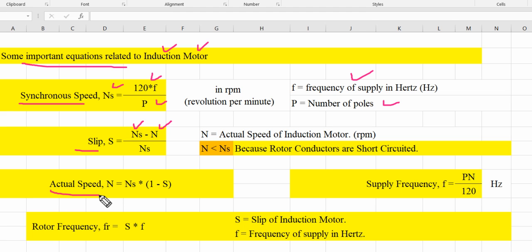Ns is the synchronous speed, N is the actual speed. The actual speed of the machine can be evaluated if you know the slip, that is N = Ns into (1 minus s). Then the supply frequency, if it is supplied from the synchronous generator or the alternator, f is equal to PN divided by 120, measured in hertz. The rotor frequency of the induction motor, fr, is equal to s into f, where s is the slip of the induction motor and f is the supply frequency. Whenever you solve a problem related to the induction motor, you should remember all these formulas.